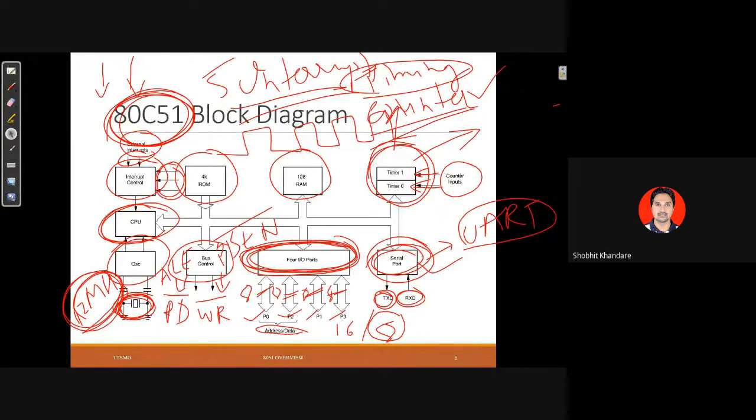I think we have covered everything in this block diagram. The remaining part we will take in the next lecture.